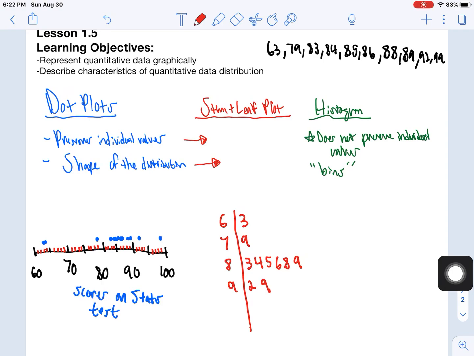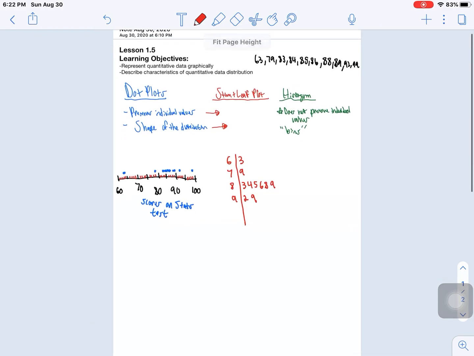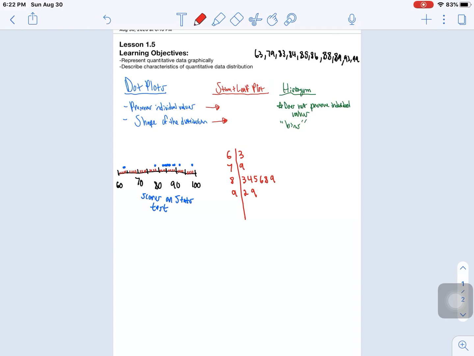Now, I do want to say that I decided to make my scale by 10. That's something that can also change. And I'll do a very quick one right below here. I could have made my scale by 5s. So here's what this would have looked like. Maybe any value from 60 to 64, so that's 5 digits, right? 60, 61, 62, 63, 64 would go in this first 6. The second 6 would have the values 65, 66, 67, 68, 69.